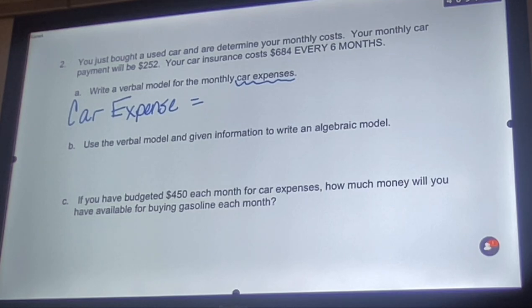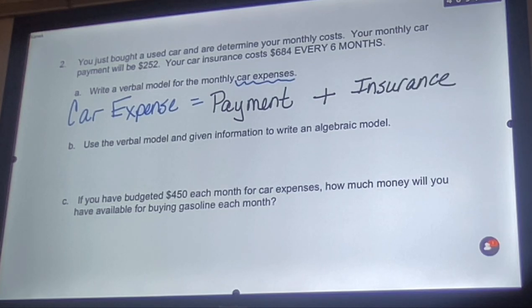So if I want to determine how much I'm paying every month for a car, there's 2 things happening here. There's a monthly car payment, and then there's also insurance. So our car expenses are going to be our car payment and the insurance. Obviously, you'd have gas as well, but those would be the bills that you must pay first. So you have to pay car insurance, you have to pay your car payment. Those are 2 things that you must pay.